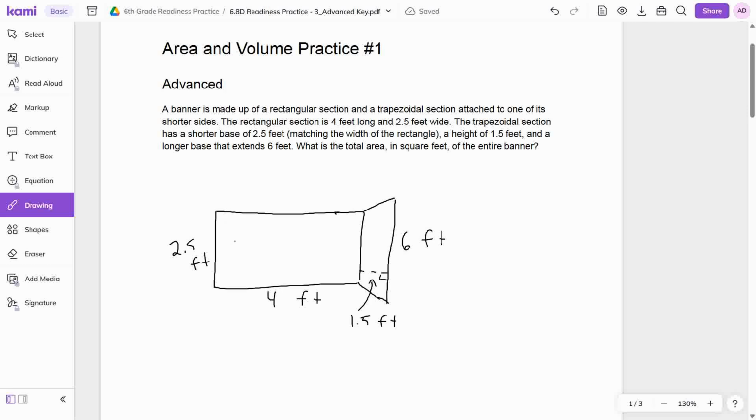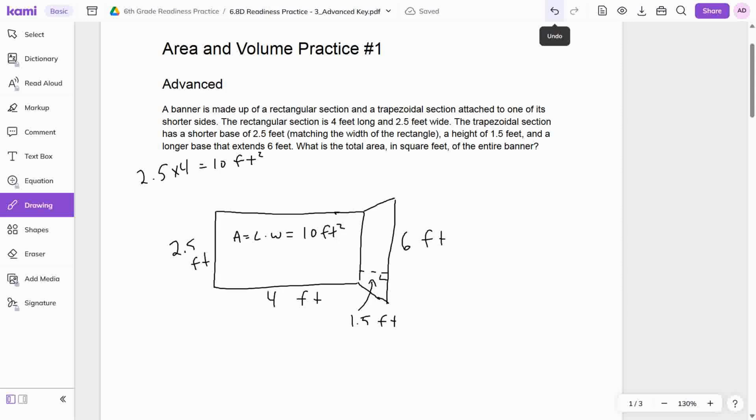So my area here is going to equal length times width. So I've got 2.5 times 4. And you might be able to do that in your head. If not, that's just going to be 10 feet, right? So think of $2.50. 4 sets of that is going to get you $10. So that's going to be 10 square feet. And so we'll just put that in there.